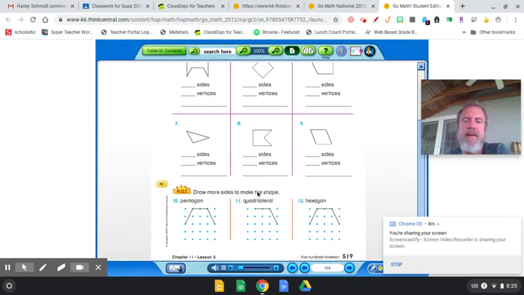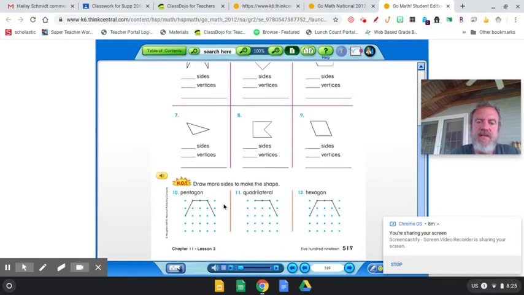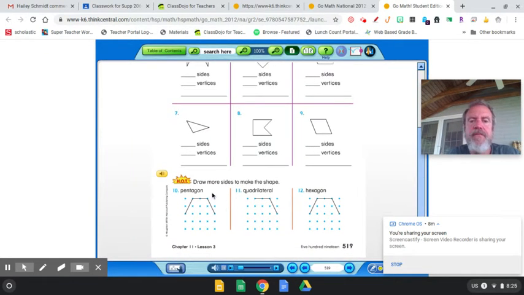Let's come down to the bottom. This says in the hot, draw more sides to make the shape that they want. So they want you to make a pentagon. Pentagon has 5 sides, so you have to make 2 straight lines that connect. Okay? On a hexagon, we have to have 6 sides, so we need to add 3 more lines that connect. Don't make 7, don't make 5. So figure out how you can add 3 lines so that it would connect.